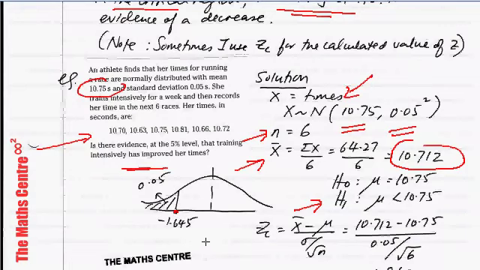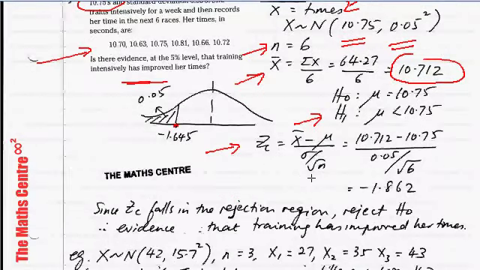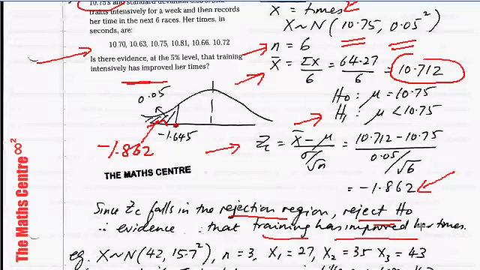Now we have to go and work out z calculated. Yeah. Now z calculated, you know, x bar minus mu over sigma over square root of n. Plug in all the numbers that we have, and you'll get a value of negative 1.862. Now negative 1.862 is here. Okay, negative 1.862. It falls in the rejection region. Therefore, we have to reject H0. So there's evidence that training has improved her times.